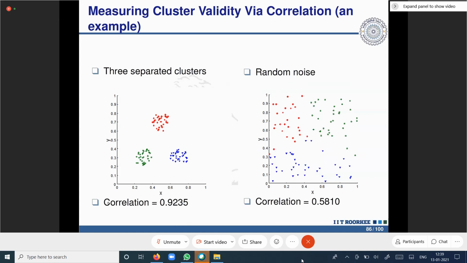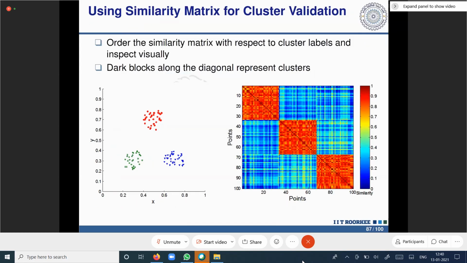So for example, here, let's say we have these three well separated clusters. This is called compact and well separated: points within each cluster are compact and they are separated from each other. If we find the correlation of the similarity matrix and their labels, we get 0.92, which is a very high value, representing that these clusters are good. But for this one, the correlation is 0.58, which is lower, which means the points belonging to the same cluster are not very close to each other, and they are close to other clusters.